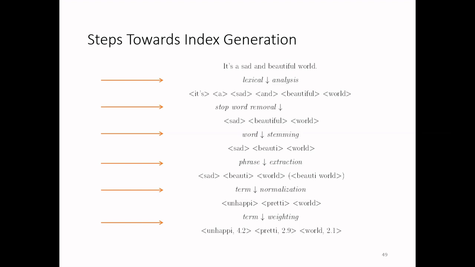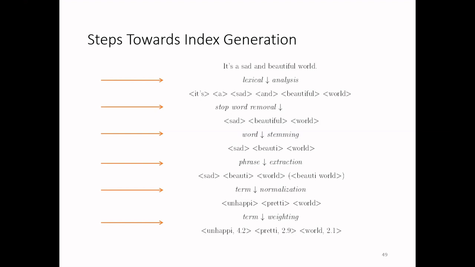Then what we can do is perform term normalization. So instead of sad, we have decided to use unhappy as a representative word. All right. So basically, sad is replaced with unhappy. And instead of beauty, the choice is pretty. So that is replaced with pretty. So basically, we are left with now 2 indexing terms.